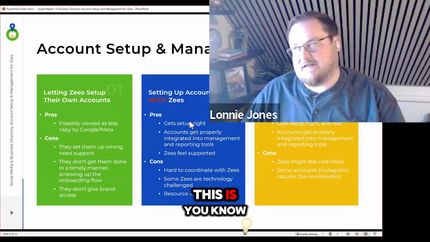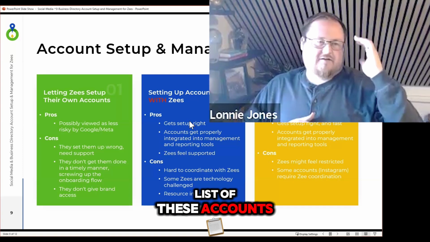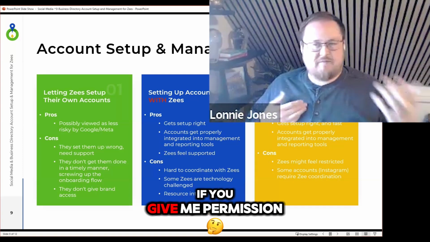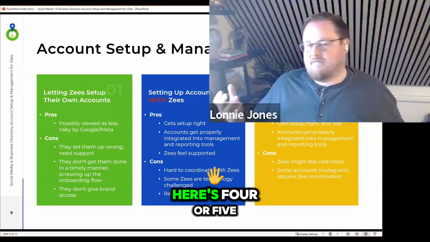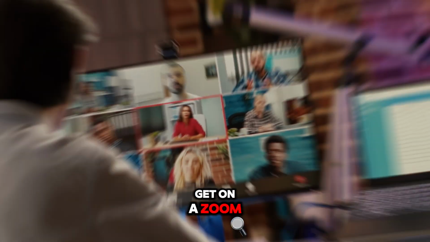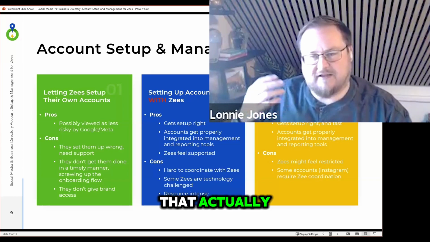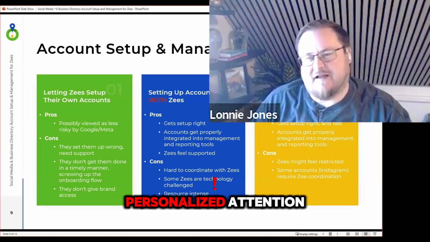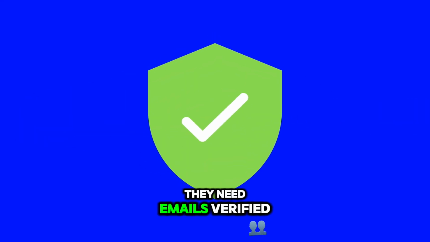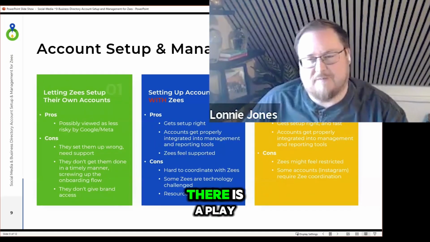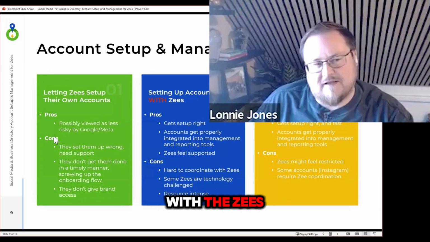And what I mean by this is, you can have a list of these accounts and you can tell the Z, hey, if you give me permission, I'm going to go set these up for you, but here's 4 or 5 accounts that we can get on a Zoom and set up together, because frankly, there are a couple directories that actually need a little bit of personalized attention, where they need things verified on the phone, they need emails verified, things like that. So there is a play where it's helpful to do it with the Z's.